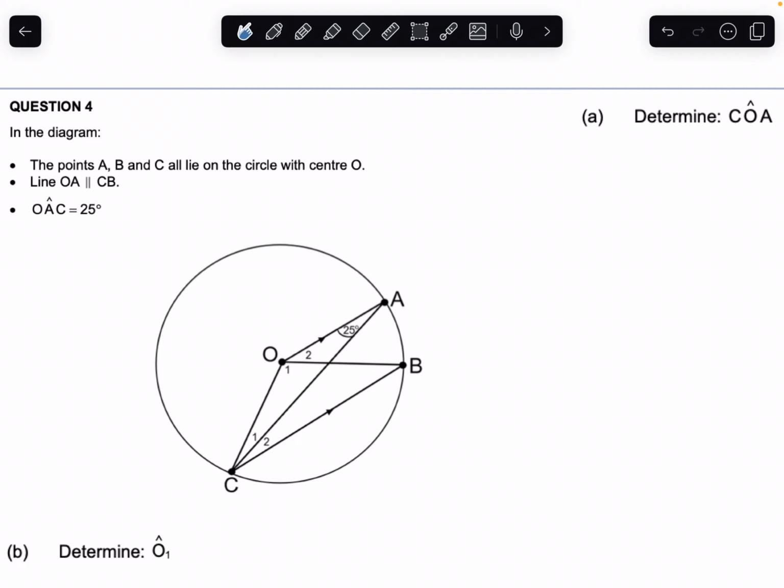Welcome to a nostalgic math chat. We are looking at IEB paper 2, November 2023, and we're looking at question 4 of that paper.